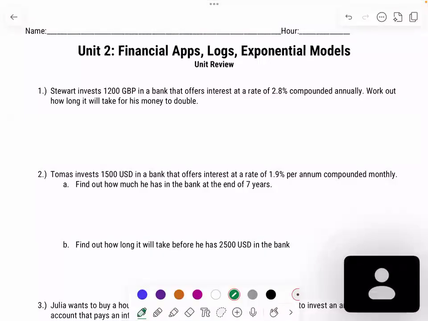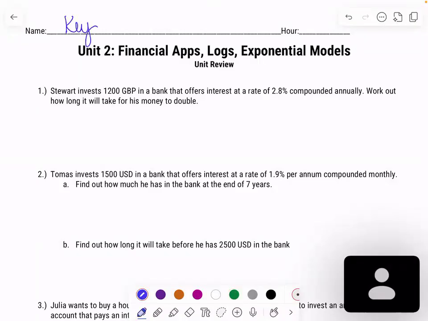All right, hello. This is Miss Keegas, and we're going to go over the review for Unit 2. All right. Let's start with number 1 here.